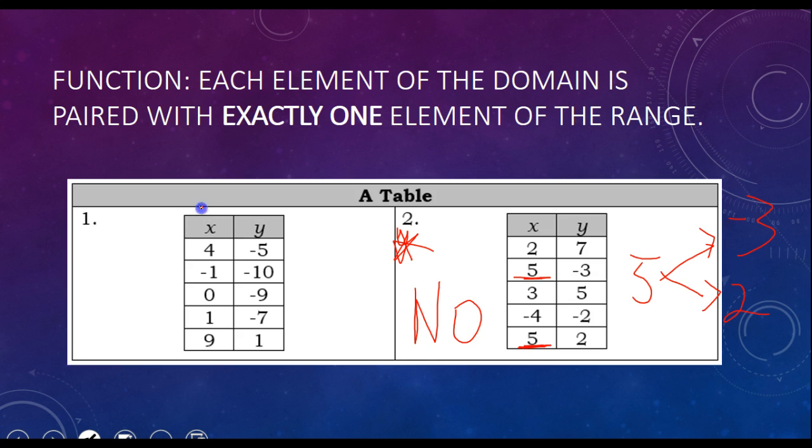Whereas in example number 1, every value of the domain, the 4, the -1, the 0, the 1, the 9, those are all different x values. I don't have any repeats like I do over here. Okay, so this one would be yes.